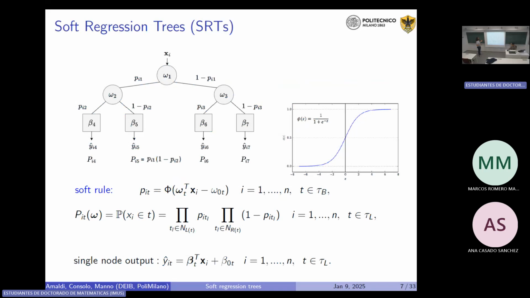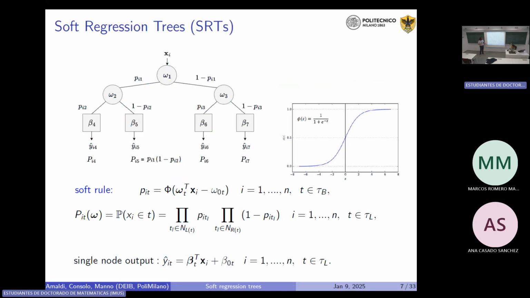So what is a soft tree? A soft regression tree is a classical tree as I showed before, but the main difference is that when we take as input a vector xi, we need to define for each branch node t, p_it, the probability for input vector i to fall on the left side of branch node t. The probability is expressed as a sigmoid function, which takes as input the linear combination of the features of the input vector and an intercept. So the omega are the variables we need to optimize.